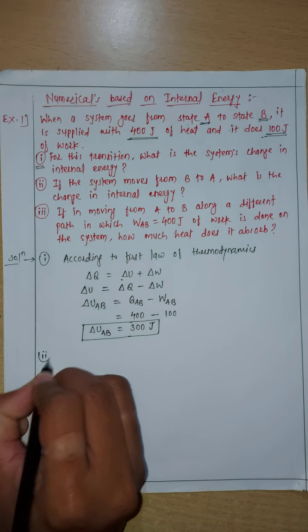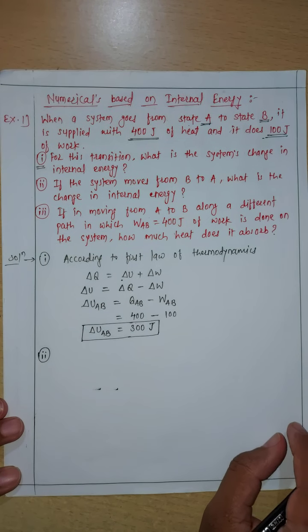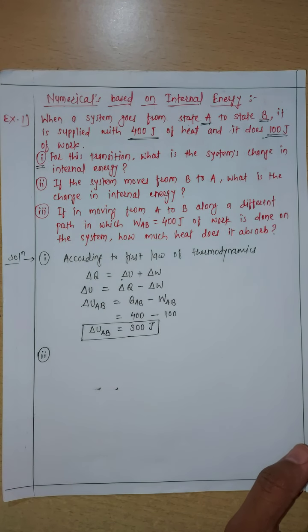Now we'll move further to the second question. The second question says: if the system moves from B to A, now it will be moving from B to A.